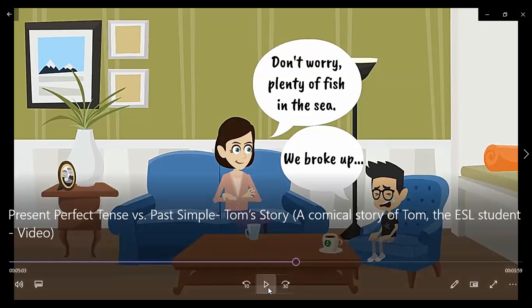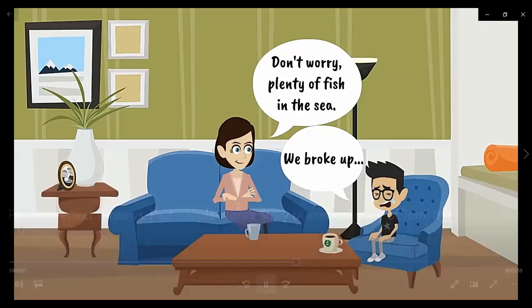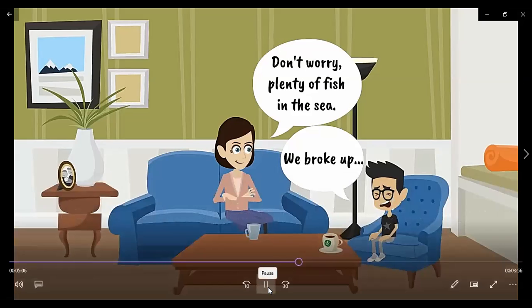Of course. How his date was, because she already knew that he was going on a date. Also, we can use just for emphasis that an event recently happened. So in this example, the boy could have said, we just broke up.